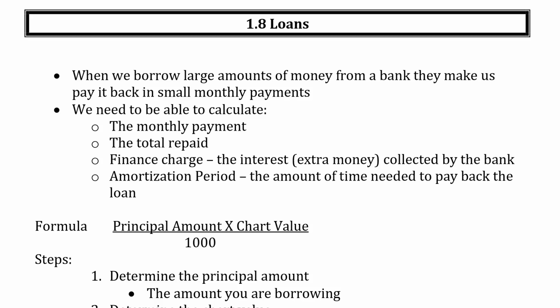1.8. Loans. When we borrow large sums of money from a bank, they make us pay it all back in small monthly payments. And in order to find this, we need to be able to calculate the monthly payment, the total amount repaid, and the finance charge. This is just the interest. So that's the extra money collected by the bank. The amortization period is the amount of time needed to pay back the loan.